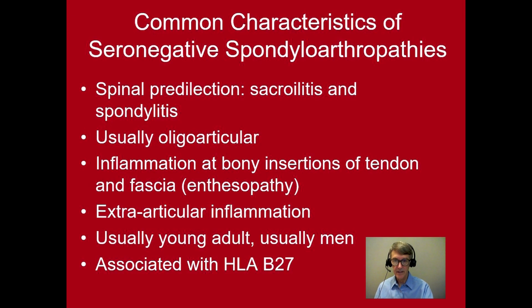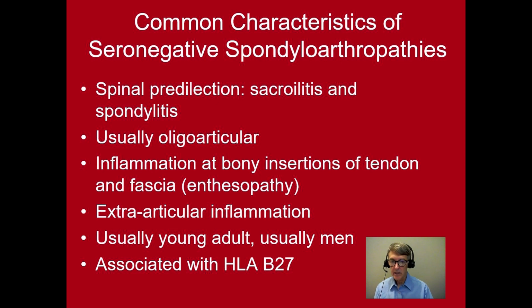Now, how does this disease present? What do we see? And these are some of the common features of the seronegative spondyloarthropathies. Number one, there's a spinal predilection, particularly with reactive arthritis and ankylosing spondylitis. There can be sacroiliitis and spondylitis. Generally, it's oligoarticular, and what that means is that there are few joints involved. There's not a lot of joints involved. It's not like rheumatoid. There's inflammation at the bony insertions of the tendon and fascia, what we call an enthesopathy.